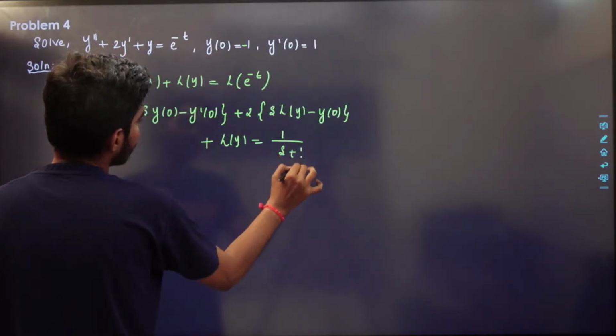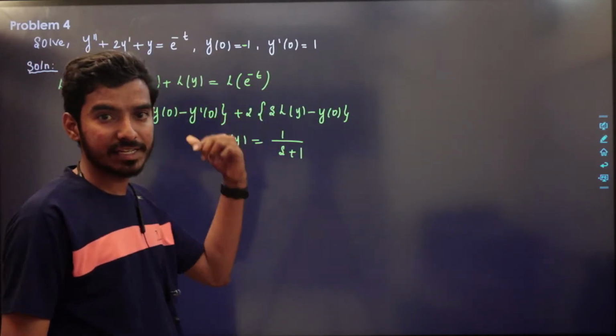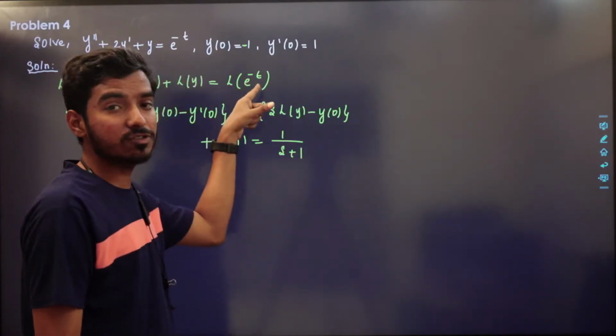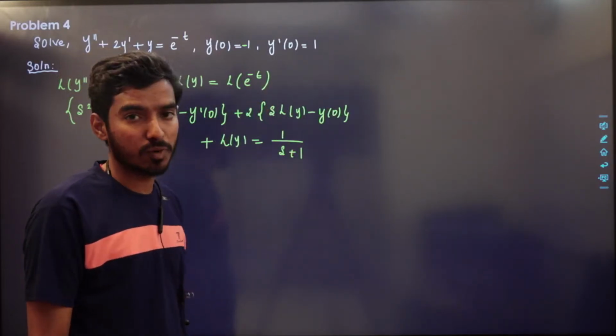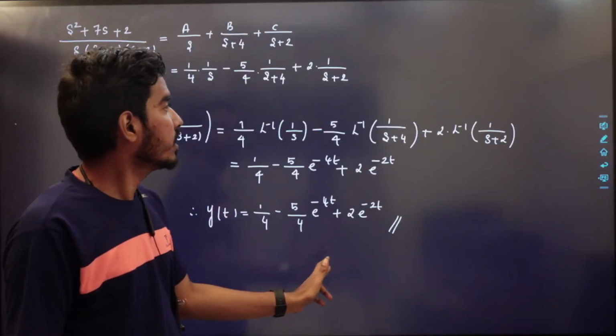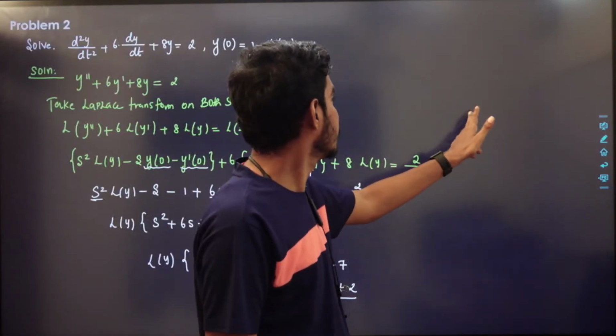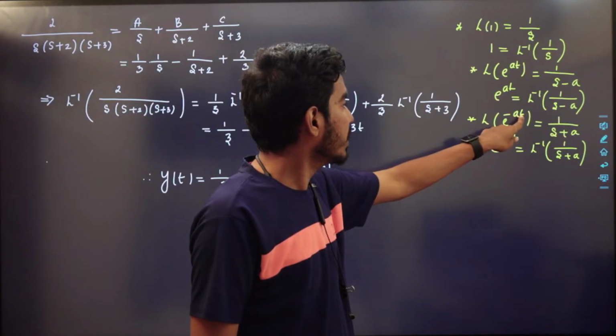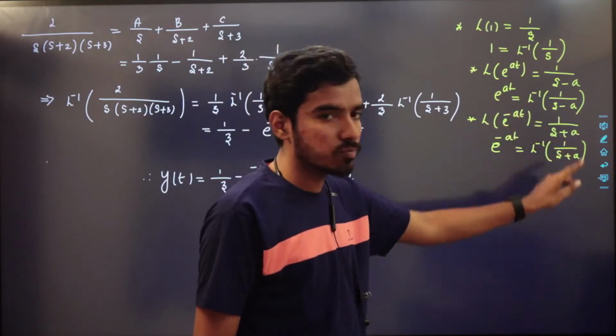Now what is L of e power minus t? It is 1 by s plus 1. L of e power minus a t is 1 by s plus a. A is 1 here. So that means 1 by s plus 1. See, L of e power minus t, a is 1. So 1 by s plus 1, right?